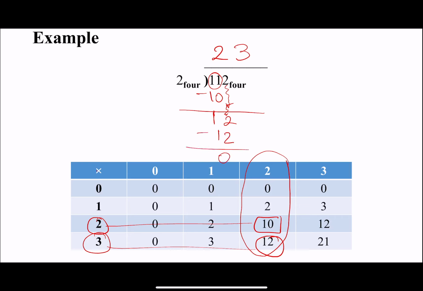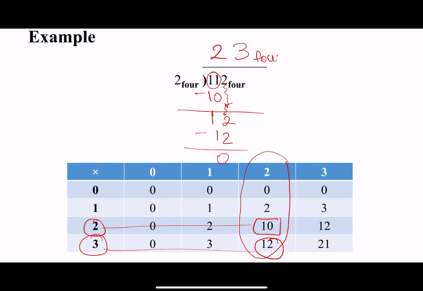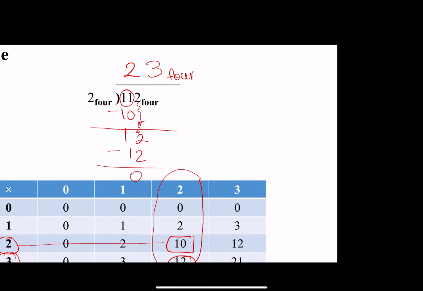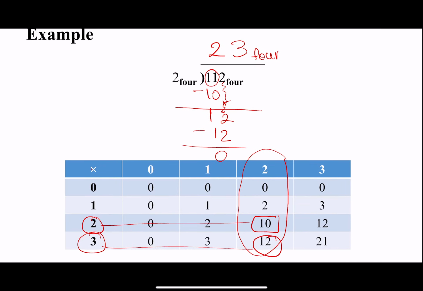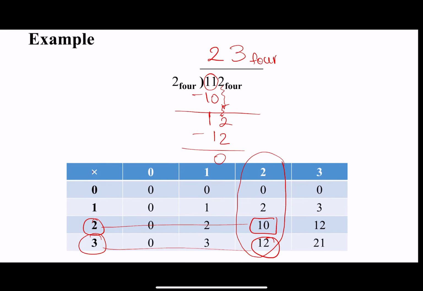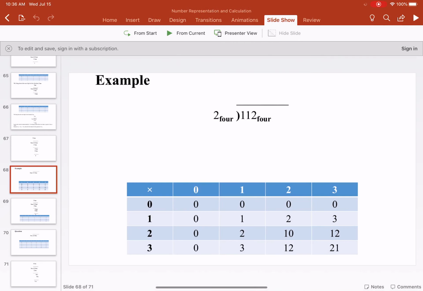Do you have more digits to bring down? No. Then you stop. Your quotient is 2, 3 base 4, and your remainder is 0. When you don't have more digits to bring down, then you stop.